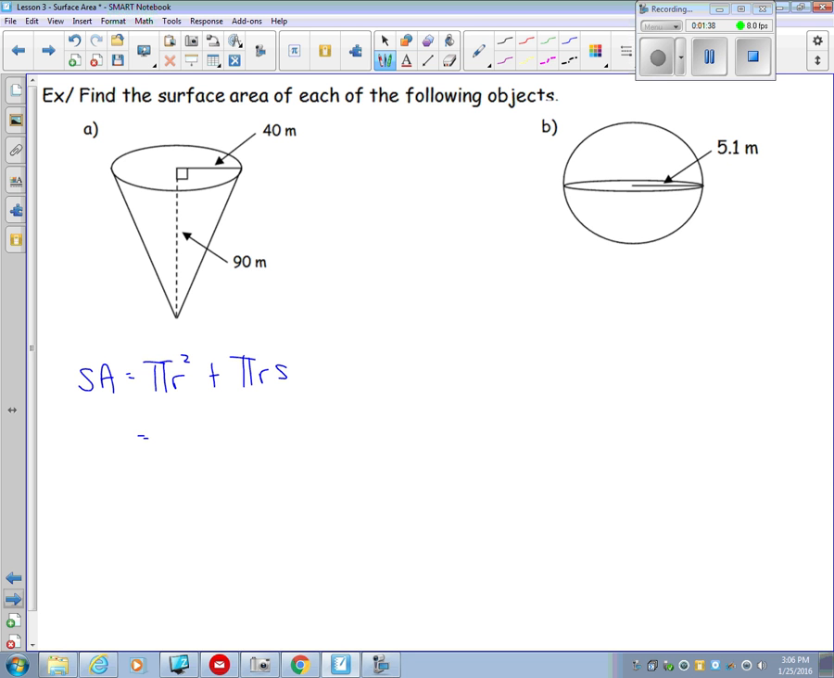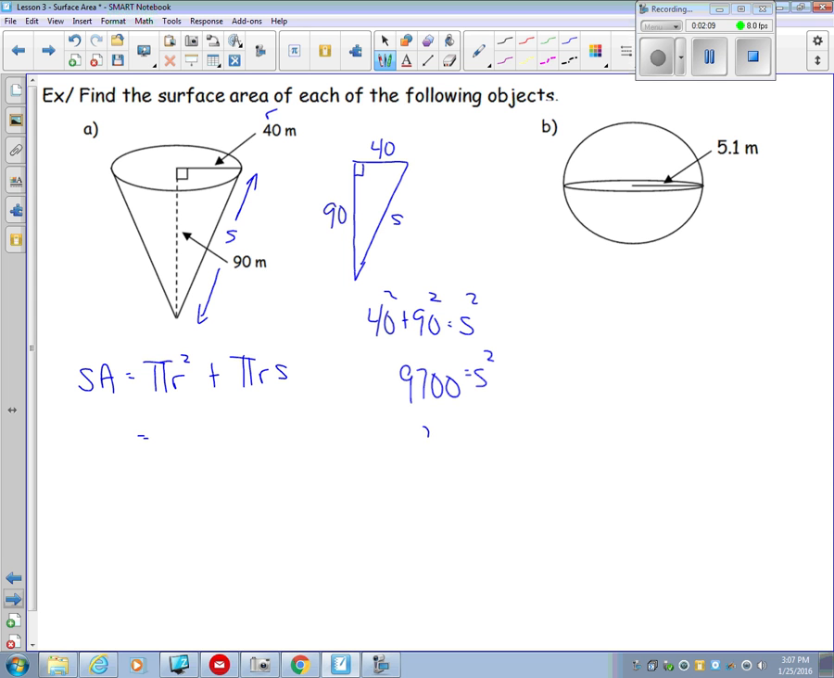I need an R, obviously, for radius. It looks like I have that in my diagram. Up here at the top, there's my 40. And I need an S, my slant height, which I just said a second ago was this diagonal part. I don't have it, but we know we can find it using Pythagoras. If we deconstruct our cone here and make it into a triangle, we know that's 40, that's 90, and this is my hypotenuse, my C side. So I can do 40 squared plus 90 squared equals S squared. I'll have 9,700 for S squared. I square root that, and I end up with 98.5 for my S.